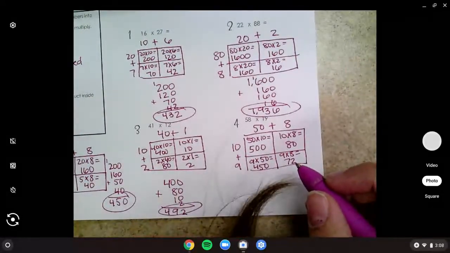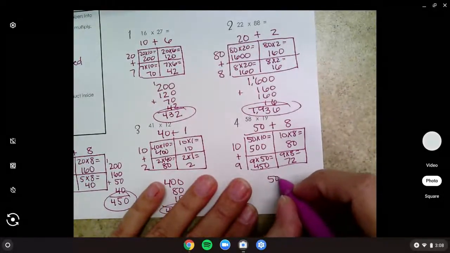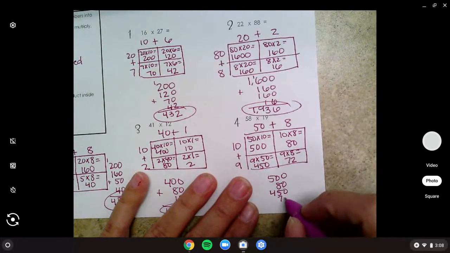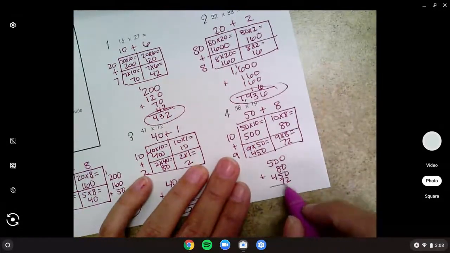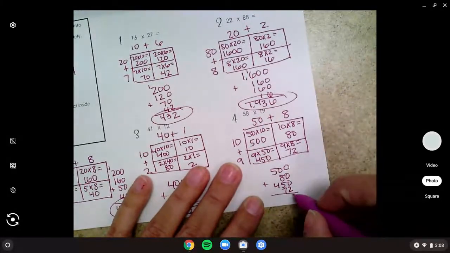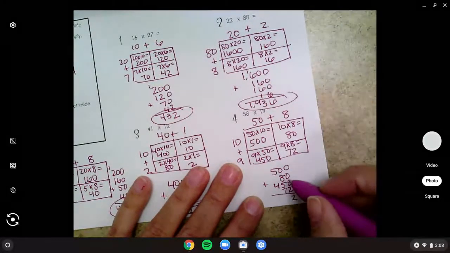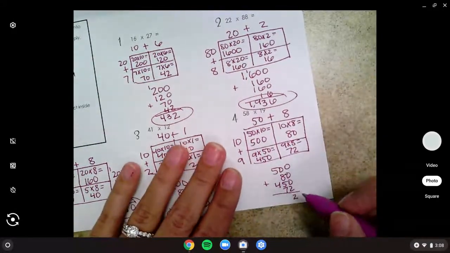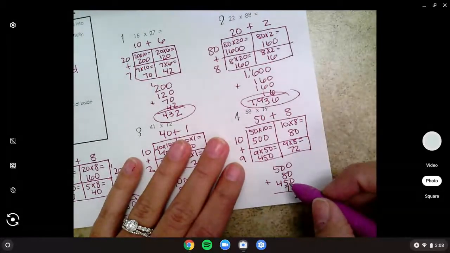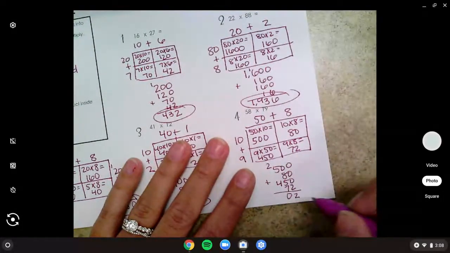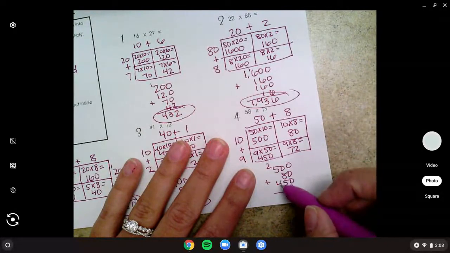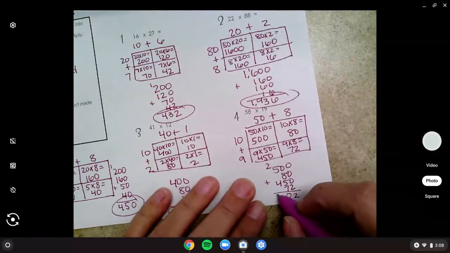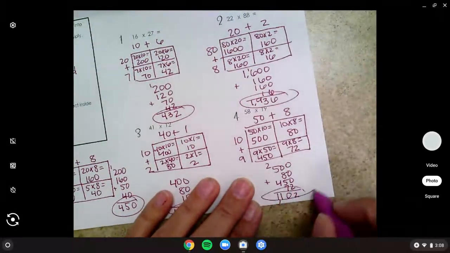Line them up. 500, 80, 450, and 72. All right, 0, 0, 0, 2. 8, 5, and 7. Let's see. 8, 9, 10, 11, 12, 13. 13 plus 7 gets us 20. And let's see, 4, 5, 6. 6 plus 5, the double plus 1 is 11. So this should be 1,102.